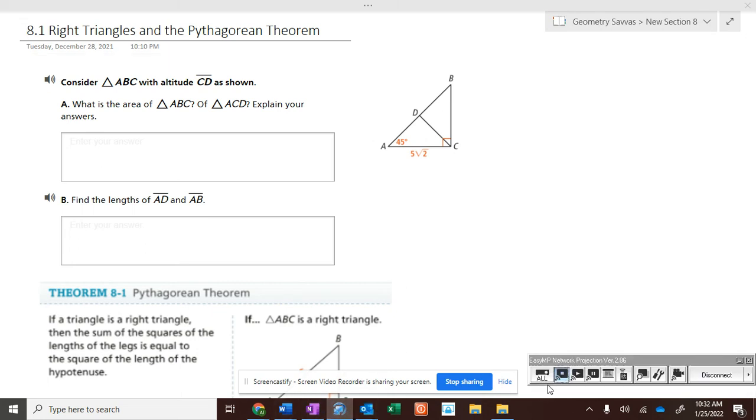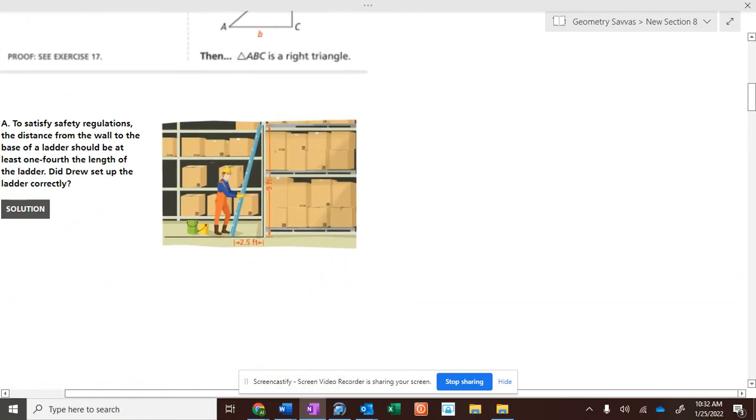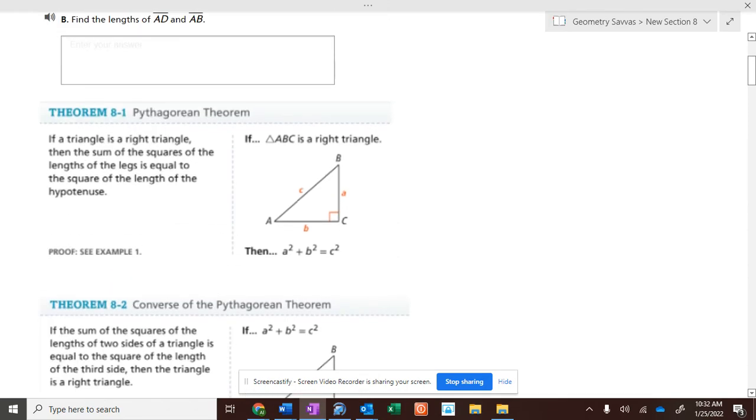All right, here we go. Today we're going to look at the Pythagorean Theorem a little bit. What is the Pythagorean Theorem?